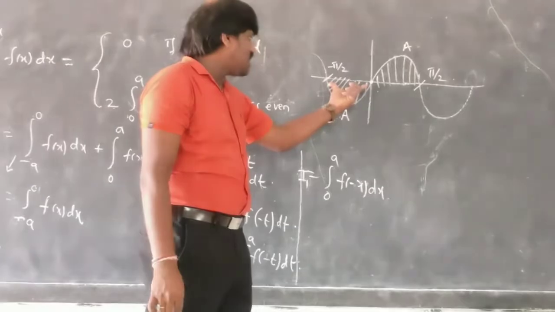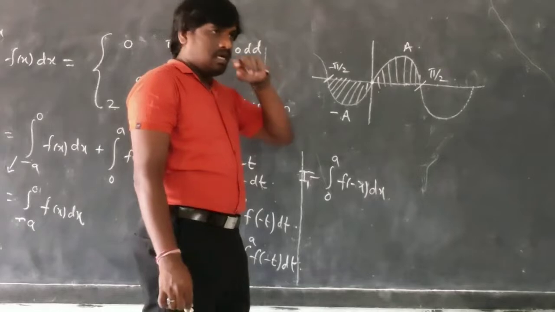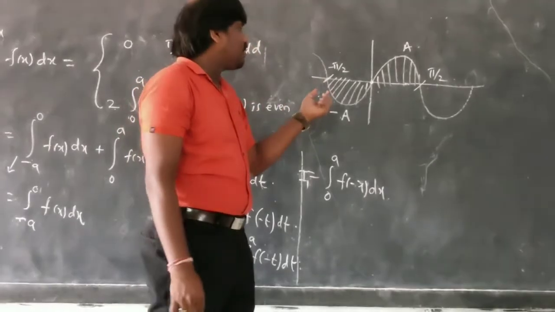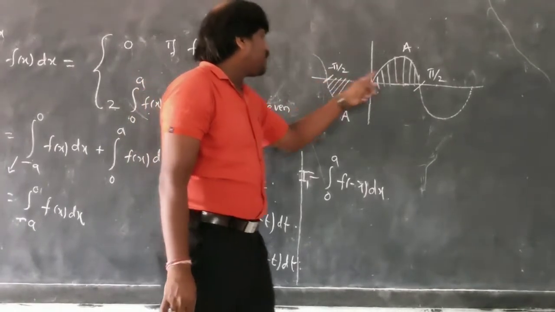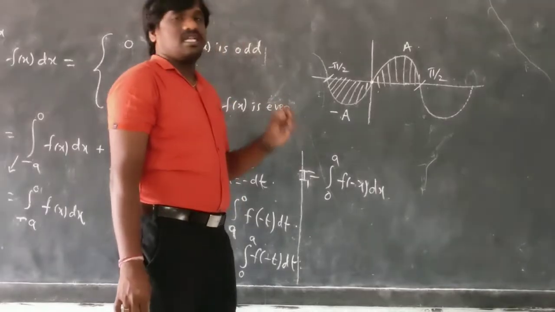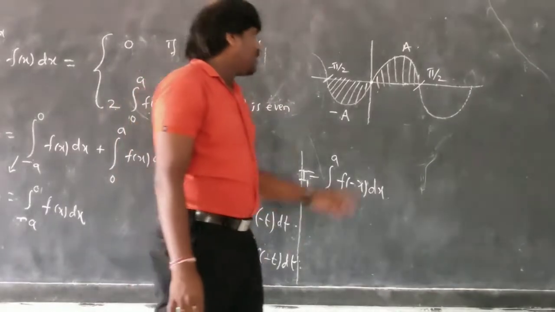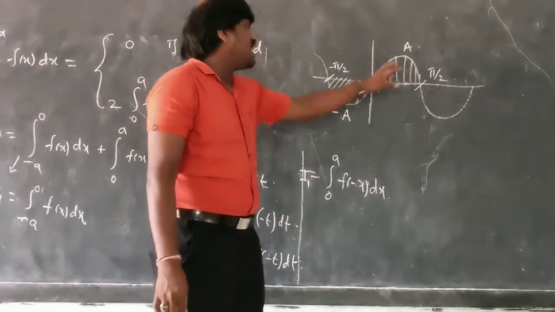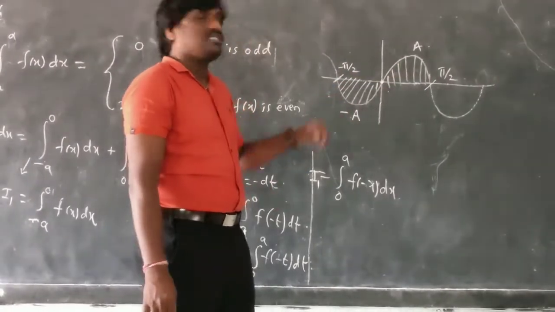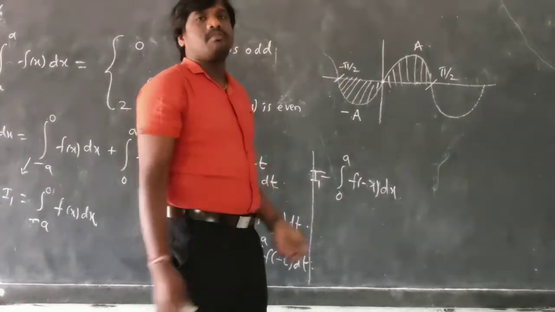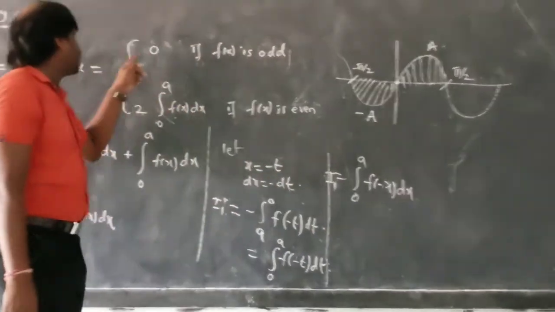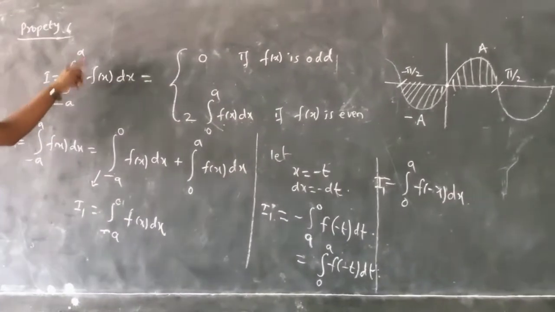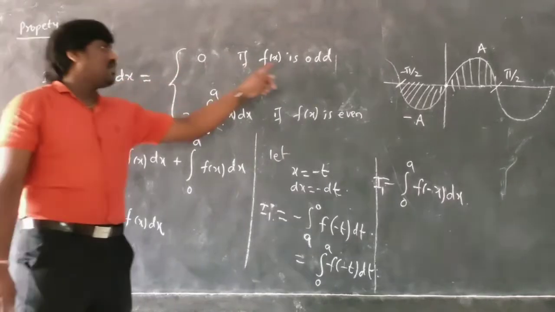What is the area here? Integration from here to here, when you take the integral from 0 to pi by 2 of sin x. So this area is something, suppose a, then this area is minus a. Addition of both will get you how much? 0. That is the reason whenever you have ∫ from -a to a of f(x) dx, it is 0 when it is an odd function.